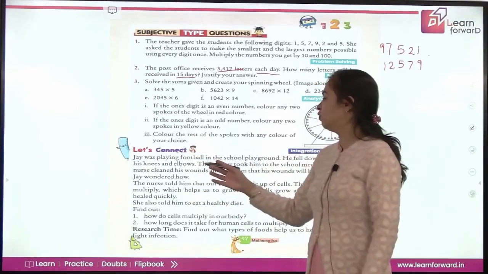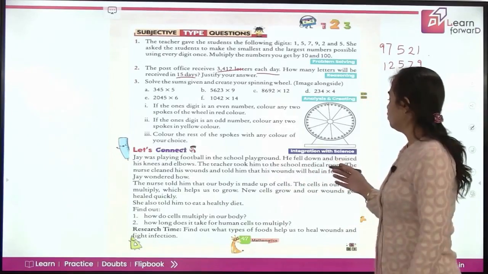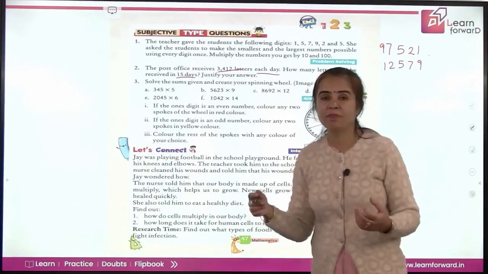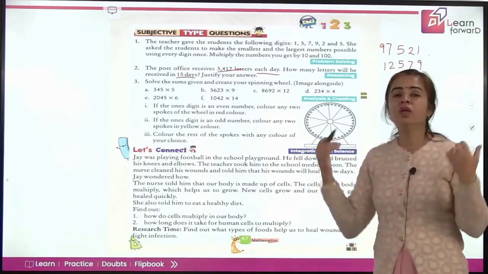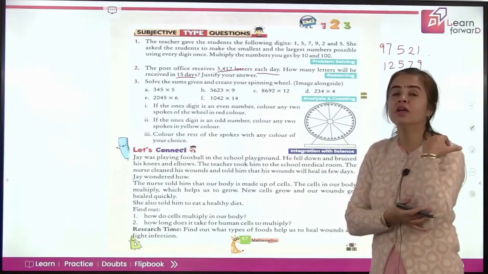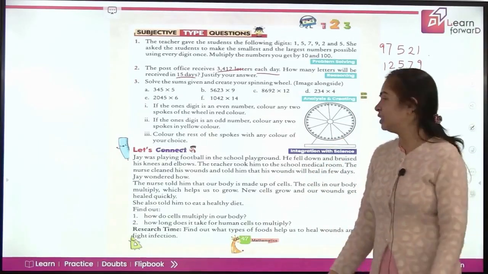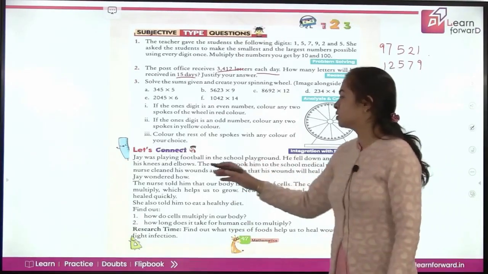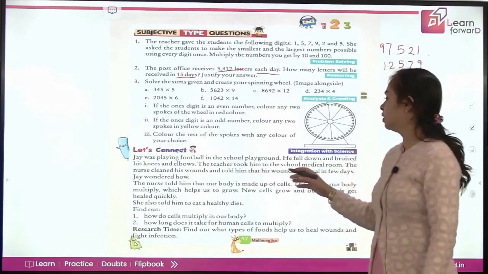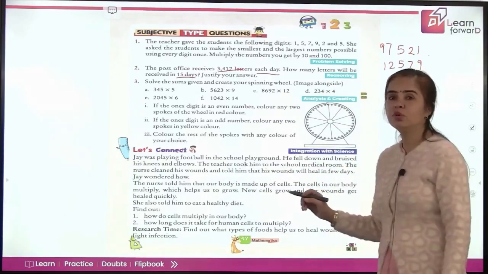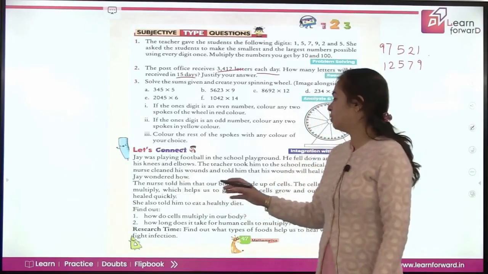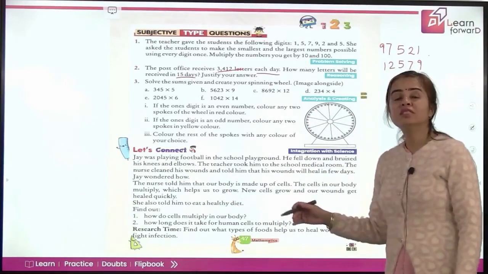Jay was playing football in the school playground. He fell down and bruised his knees and elbows. This is what often happens. When you fall down, you are first hurt at your elbows and your knees. The teacher took him to the school medical room. The nurse cleaned his wounds and told him that his wounds will heal in few days. Now Jay wondered how. The nurse told him that our body is made up of cells.